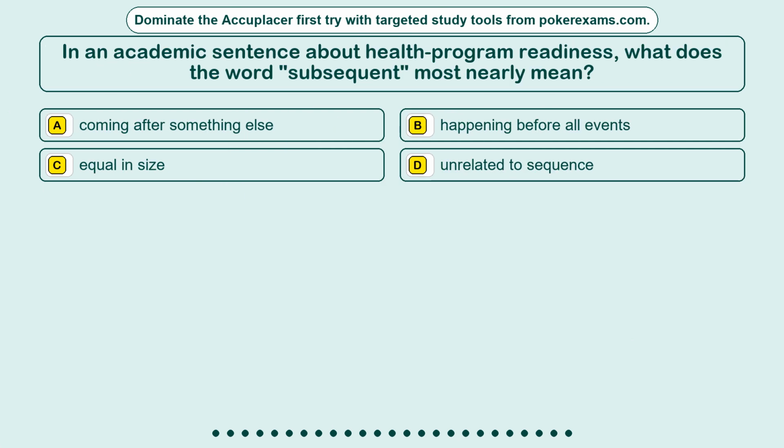Question 15. In an academic sentence about health program readiness, what does the word subsequent most nearly mean? Option A. Coming after something else. Option B. Happening before all events. Option C. Equal in size. Option D. Unrelated to sequence.